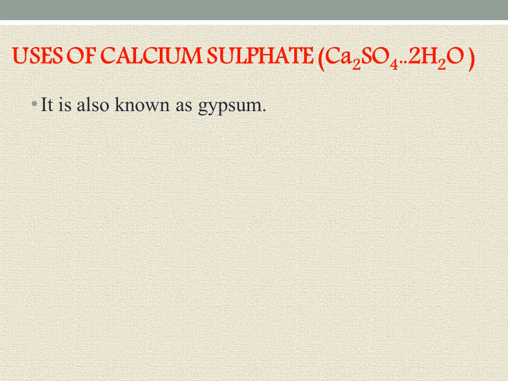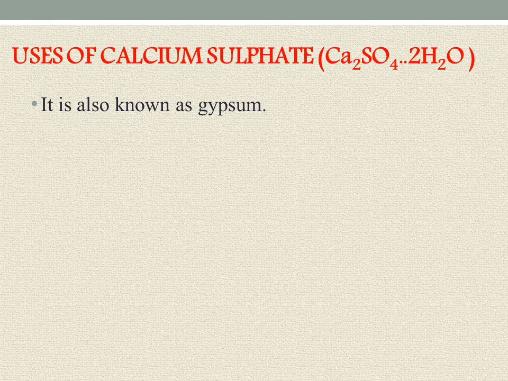The first one is it is also known as gypsum. Do you know gypsum? Gypsum is a soft white or grey mineral consisting of hydrated form of calcium sulfate. Hydrated form of calcium sulfate means there will be 2 moles of water. It occurs chiefly in sedimentary deposits and is used to make plaster of Paris and fertilizers and in the building industry.